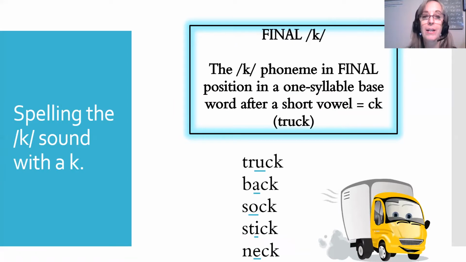Our last way that we're reviewing to spell the k phoneme is when it comes in a final position of a word. Let's look at the rule box. The k phoneme in final position in a one-syllable base word after a short vowel is spelled CK as in truck. Truck, back, sock, stick, neck.